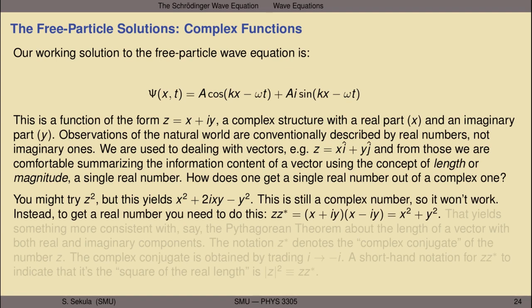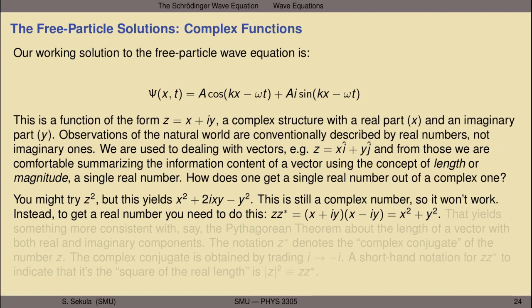Now instead, to get a real number, you need to do something like this, and this is part of what defines the algebra of complex numbers. You're going to take z, and you're going to multiply it by a special version of itself, known as z star. This is just x plus iy, the original complex number, times x minus iy. And you'll notice that when you do that distributed multiplication out and add all the terms together, you wind up with x squared plus y squared and no cross terms.